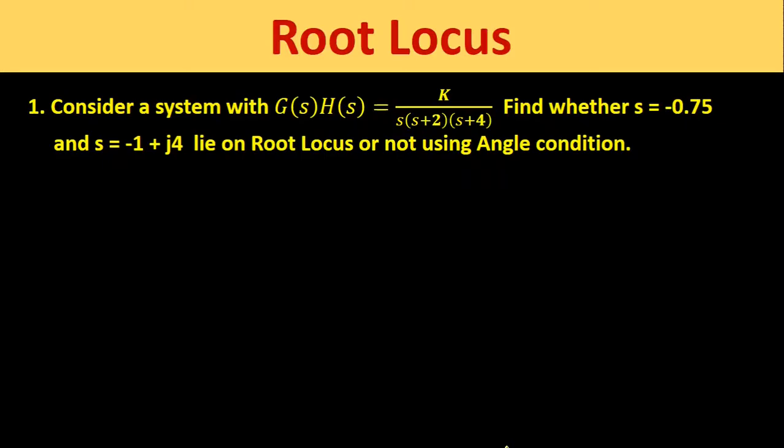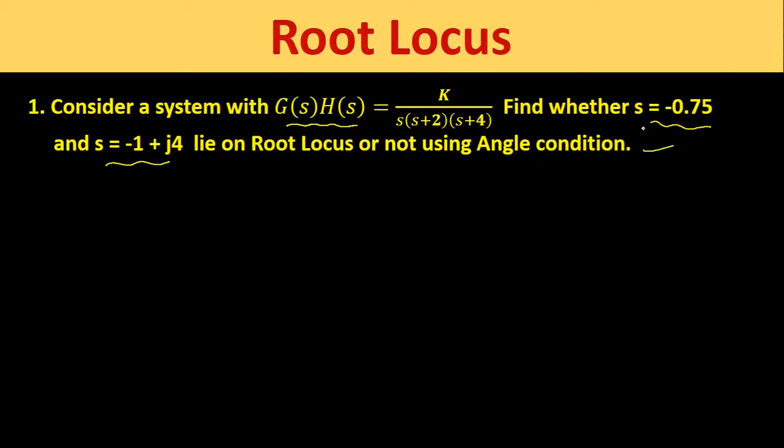Now let us take one problem to understand this angle condition of root locus. The question is, consider the system with G(s)H(s) equal to K divided by s(s+2)(s+4). Find whether s equal to -0.75 and s equal to -1 + j4 lie on the root locus or not using angle condition.